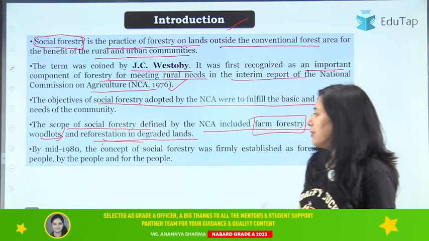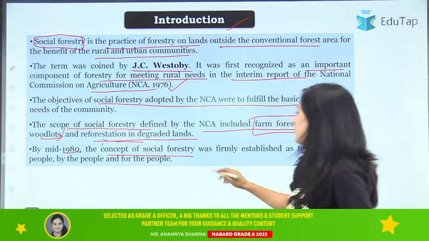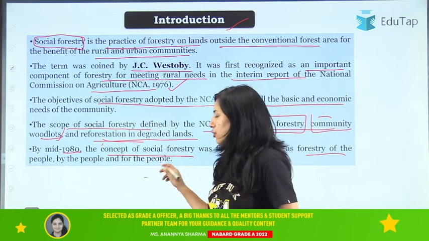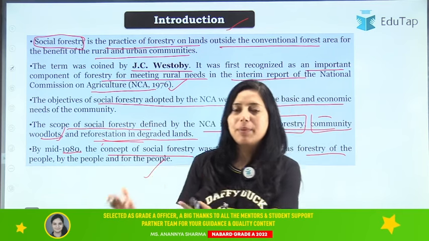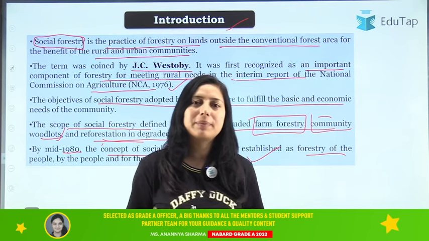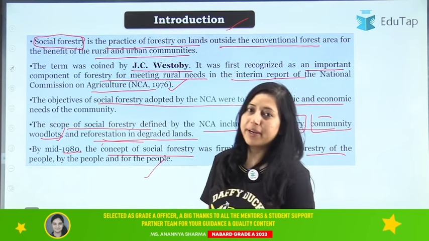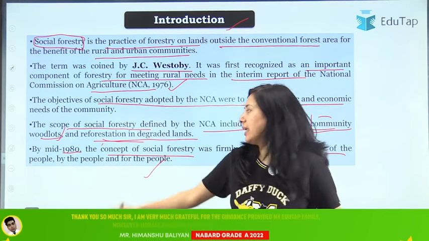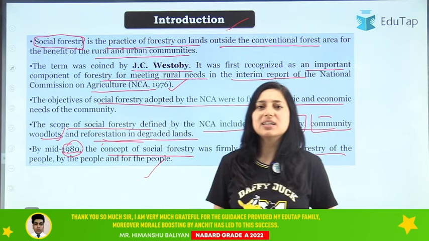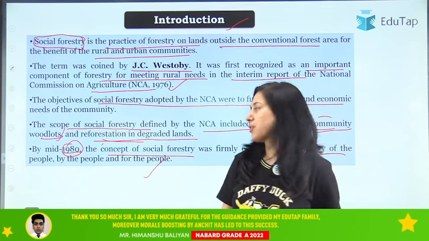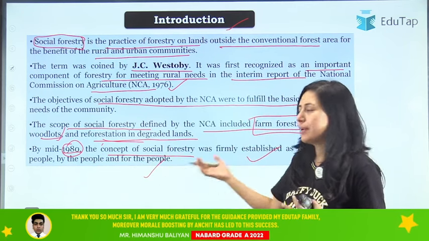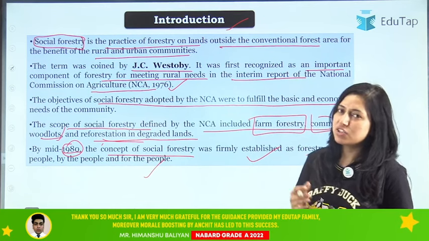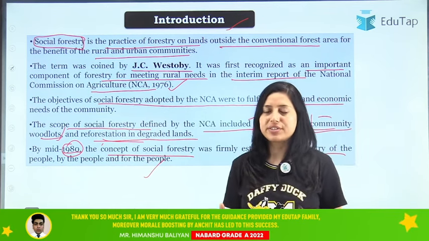Okay, and by mid 1980 the concept of social forestry was firmly established as forestry of the people, by the people, and for the people. As we know about democracy, right? It is government for the people, by the people, of the people. So similarly social forestry is done for the people. Okay, so in 1980 it was established that social forestry is forestry by the people, of the people, and for the people. Clear? So this is the general idea about your social forestry.